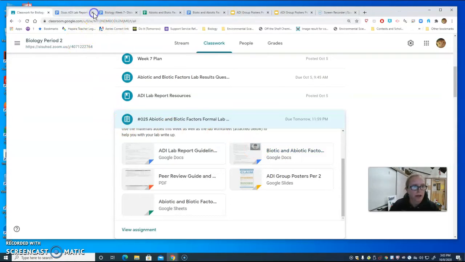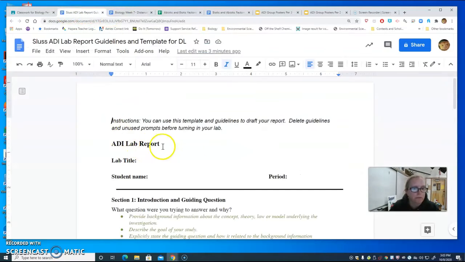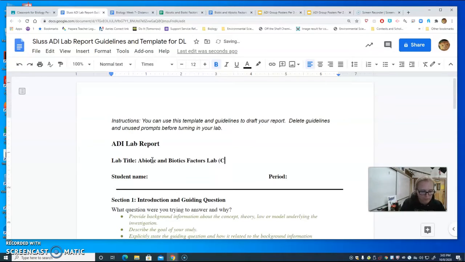So I made my own version of the template. Okay, so again, this is just a template, so you're going to mark it up and change it as needed. Okay, so lab title would be abiotic and biotic factors. You could also name it another name that makes sense. You might call it the coffee lab, something like that, all right? And we'll just pick on period 2. And then my name is Rebecca Sless.